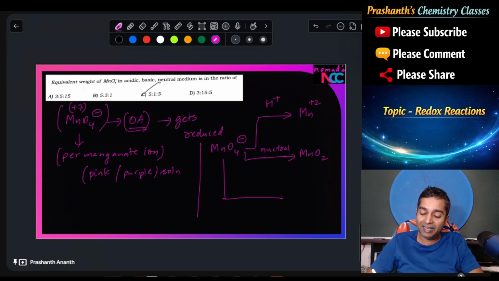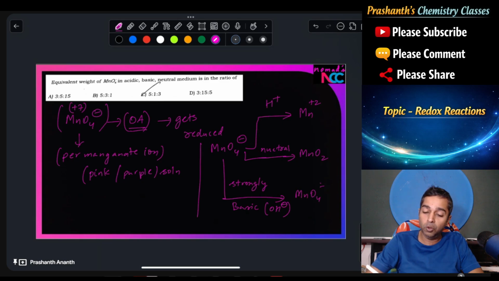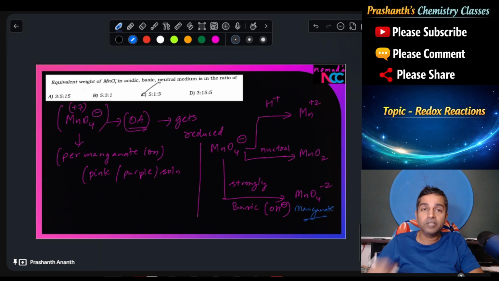And if it is acting as an oxidizing agent in a strongly basic medium, so OH minus is present in large quantity, of course it will end up giving a different product compared to the other two which you have seen over here. It will give me MnO4 minus 2 ion in this case. This MnO4 minus 2 ion is actually called manganate ion, and there are going to be different colors for each of these.